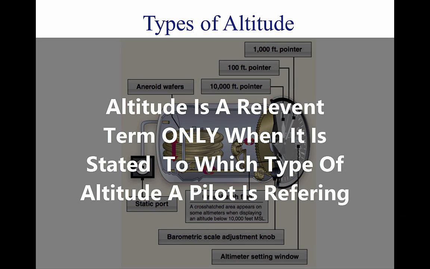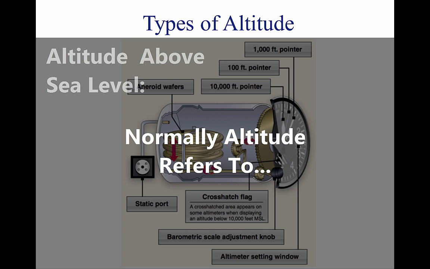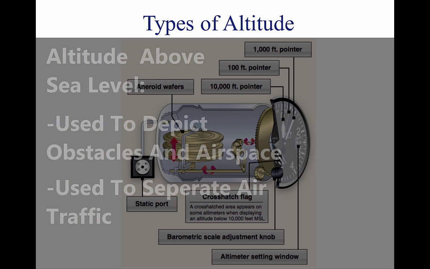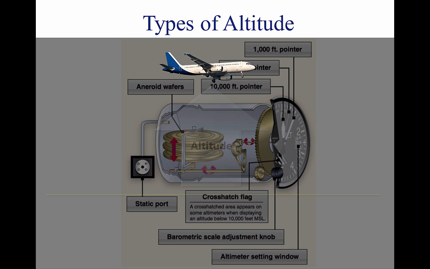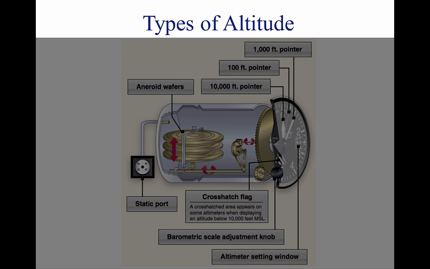Altitude in itself is a relevant term only when it is specifically stated to which type of altitude a pilot is referring. Normally, when the term altitude is used, it is referring to altitude above sea level, since this is the altitude which is used to depict obstacles and airspace, as well as to separate air traffic. Altitude is vertical distance above some point or level used as a reference. There are as many kinds of altitude as there are reference levels from which altitude is measured, and each may be used for specific reasons. Pilots are mainly concerned with 5 types of altitudes.